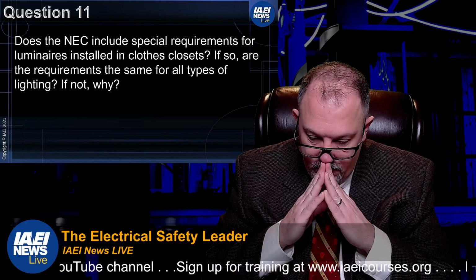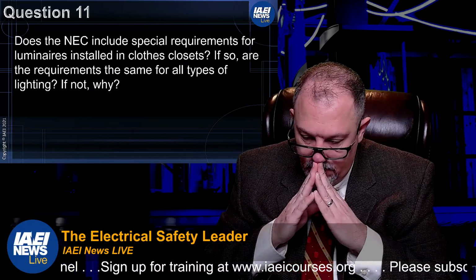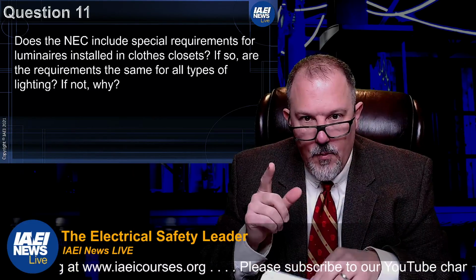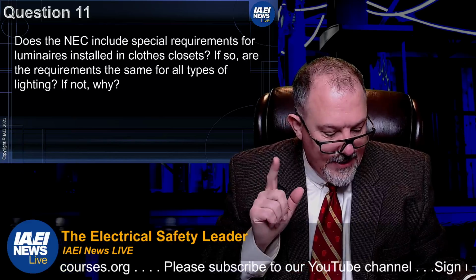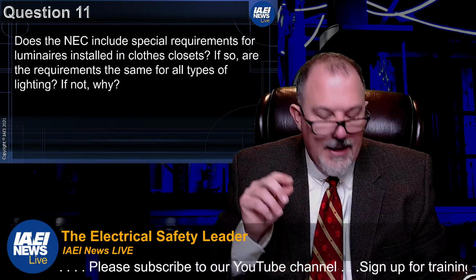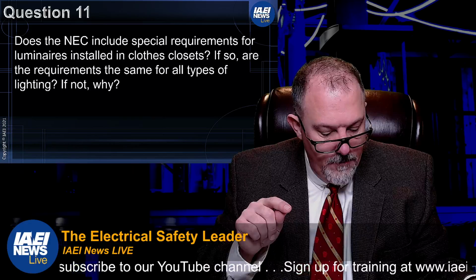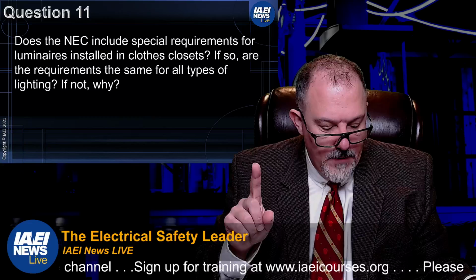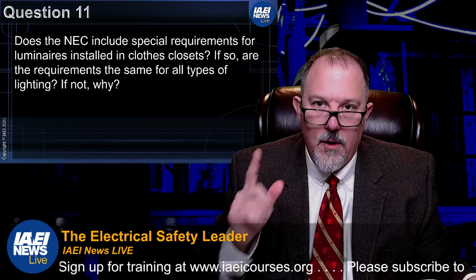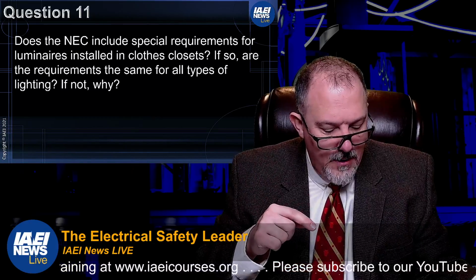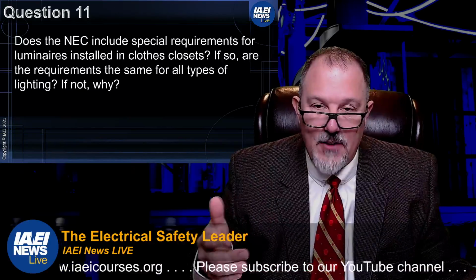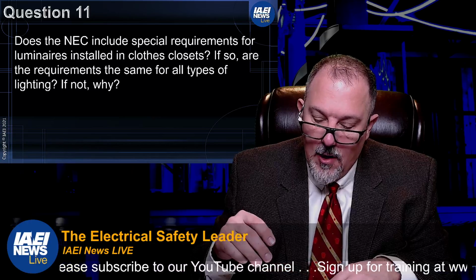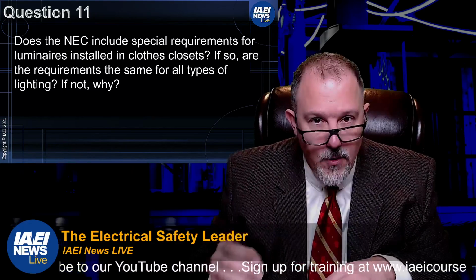So, what's interesting, remember in 410.16, it kept saying the light source installed on the wall above the door or on the ceiling. Why didn't it say the wall, any wall, inside of a closet? And I think it has to do with how we define a closed closet storage space.